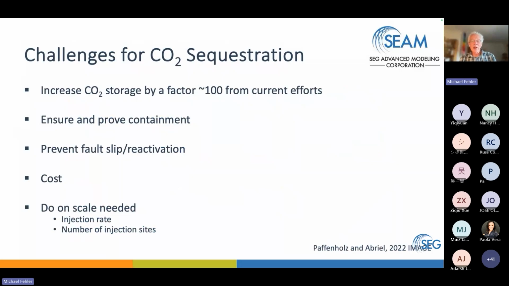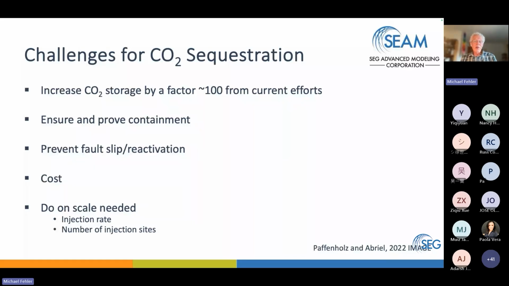Okay, the challenges for CO2 sequestration, from the first slide we saw: we need to increase the scale by a factor of at least 100 if we're going to have a meaningful impact on the global climate challenge. Not only do we need to inject that amount, but we need to ensure and prove containment. Regulators will want us to show that we have contained the CO2 in the reservoir that we think we injected it into. Fault slip and fault reactivation is a critical issue for public acceptance. If we're generating earthquake activity, there's an issue about whether we're damaging the reservoir in any way, but also there's the risk to the surface facilities and the general negative perception of the public if we have fault slip.